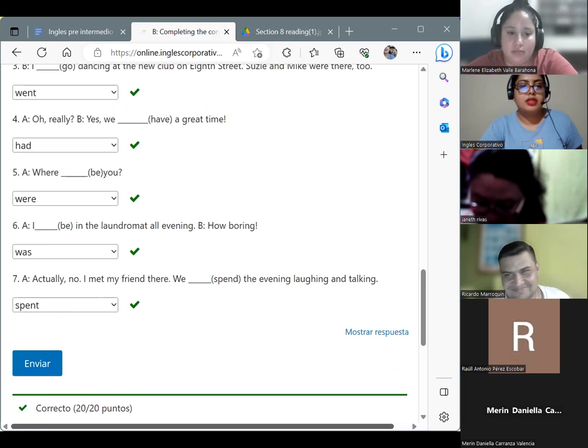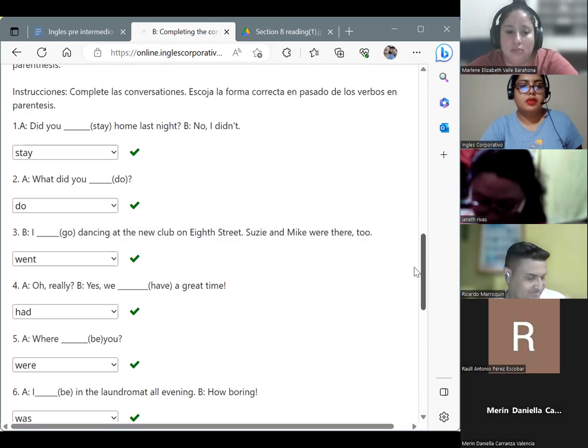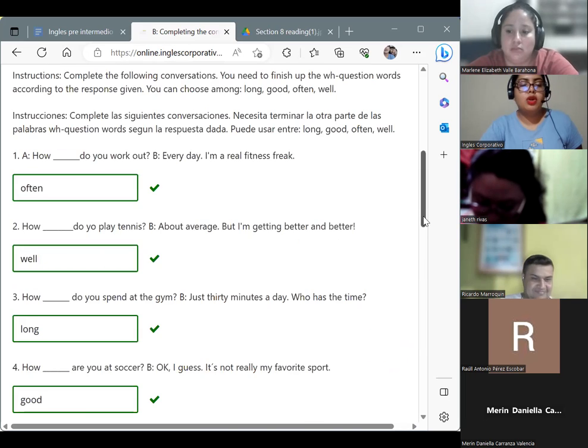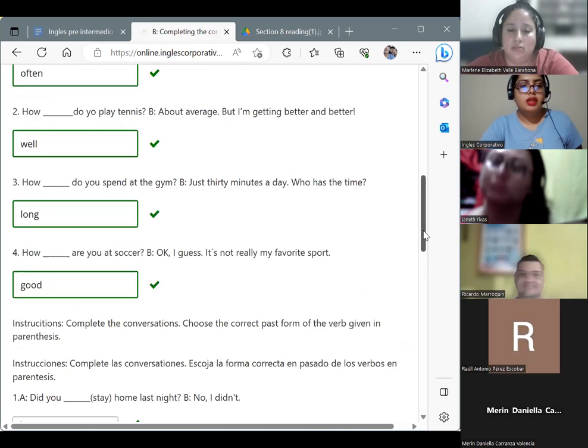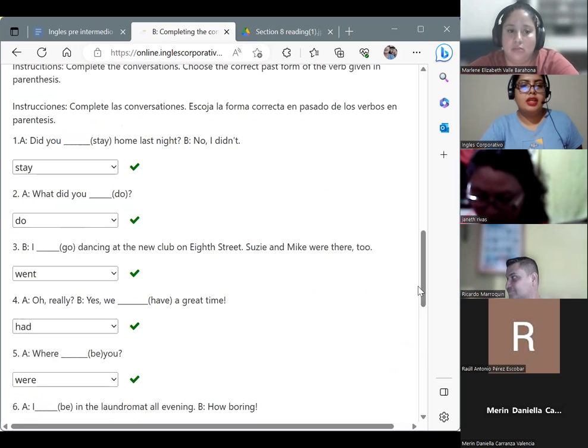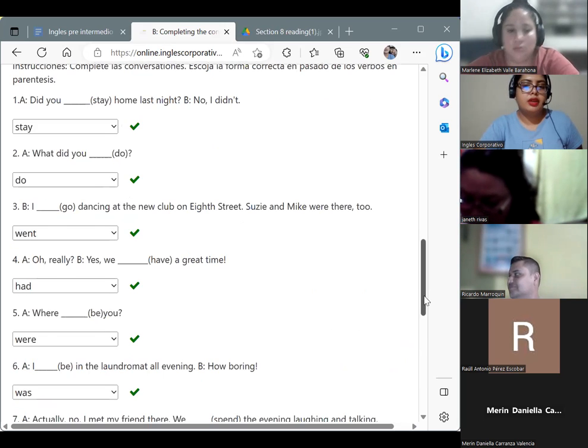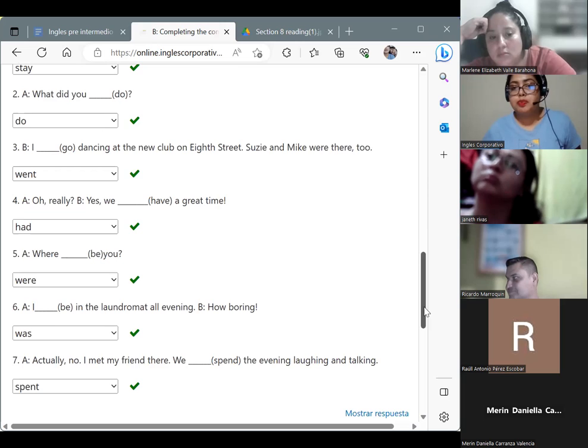Y ahí están todas correctas. Ahí las tenemos. Parte 1, often. 2, well. 3, long. 4, good. Segunda parte, stay, do, went, had, where, was, and spent.